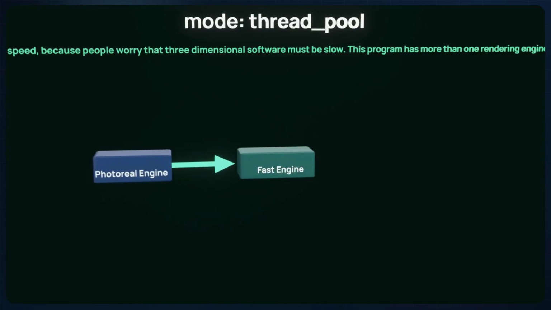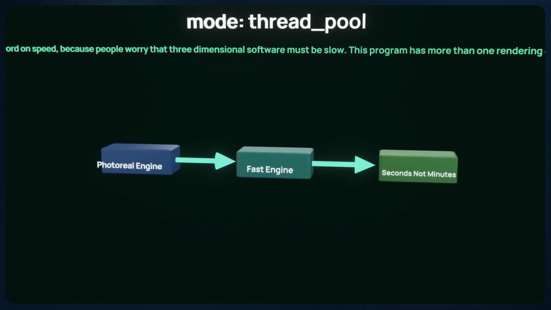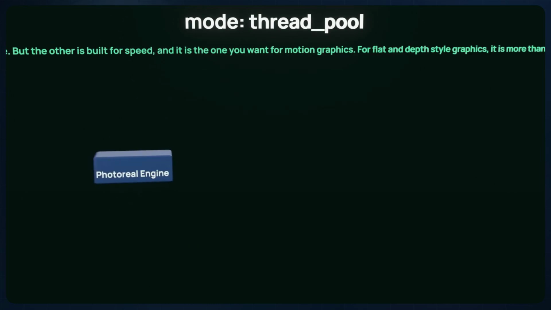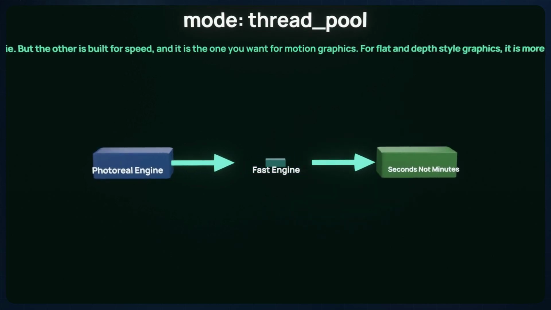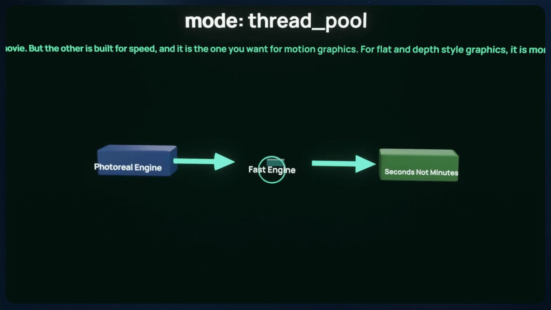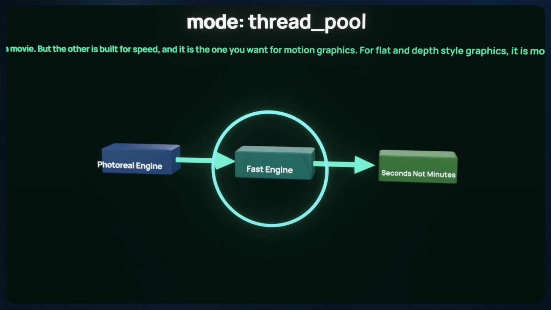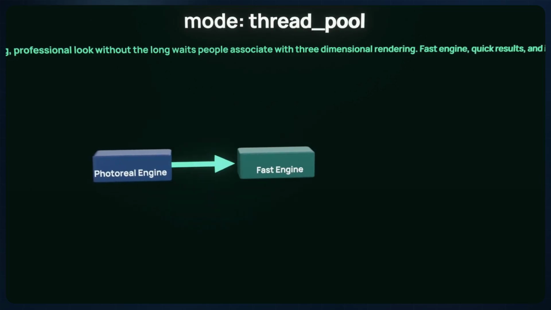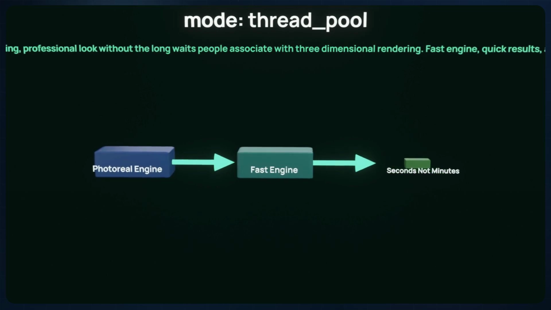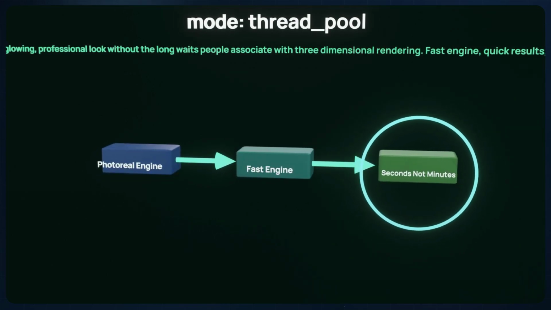A quick word on speed. Because people worry that three-dimensional software must be slow, this program has more than one rendering engine inside it. One is built for slow, photoreal perfection, the kind you would use for a movie. But the other is built for speed, and it is the one you want for motion graphics. For flat and depth style graphics, it is more than good enough, and it spits out frames in seconds rather than minutes. So you get that clean, glowing, professional look without the long waits people associate with three-dimensional. Fast engine, quick results, and it is still completely free.